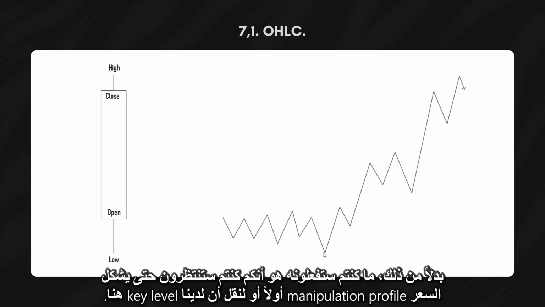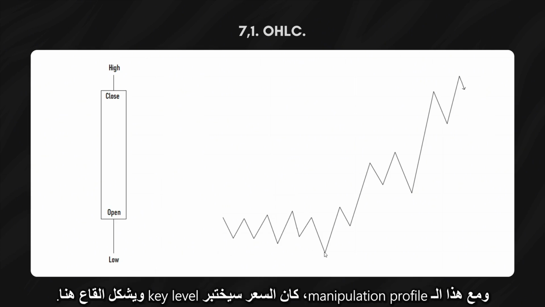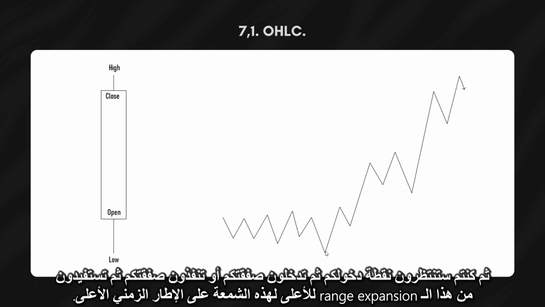a manipulation profile, or maybe let's just say we have a key level here. So you would have waited for this manipulation profile to occur, and with that manipulation profile, price would have then tested a key level and formed the low here. Maybe it also had an SMT divergence with a correlating asset, which is something we will discuss in the next slide. And then you would have waited for your entry, executed your trade, and then rode this range expansion higher for this high time frame candle.